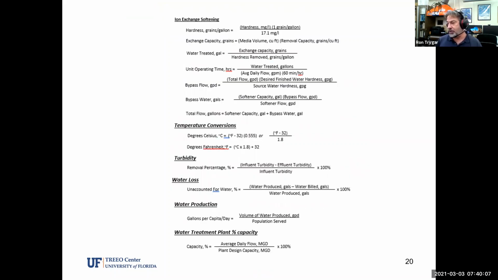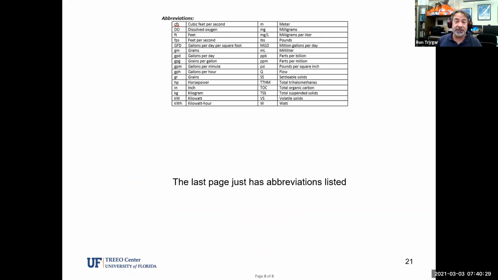And on the last page, we're going to talk about temperature conversions and a little bit about water loss. And let's see, I don't know if there's anything else on that one. I don't believe other than water production, we'll talk about volume of water produced a day. So we've got a couple things here to talk about on that last page. And the very last page rather is page 8, which is just the abbreviations. So page 8 of 8 is some abbreviations. If you forget things like what HP stands for or GPM stands for, it has the actual abbreviations listed there.